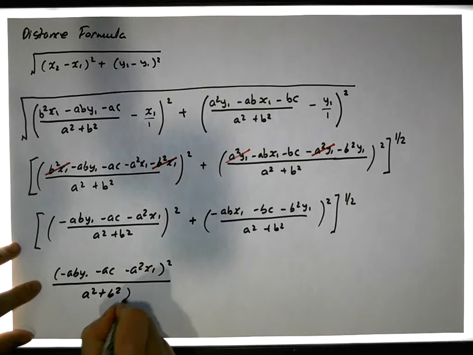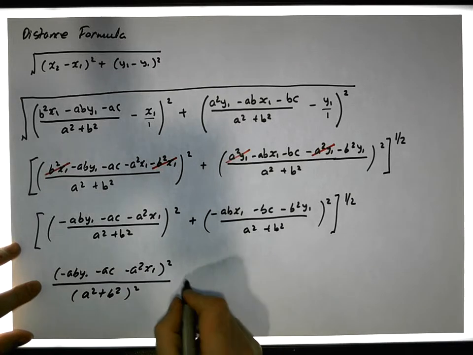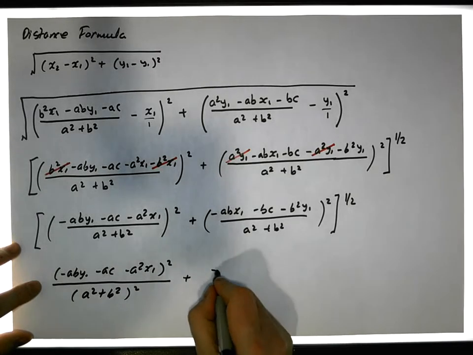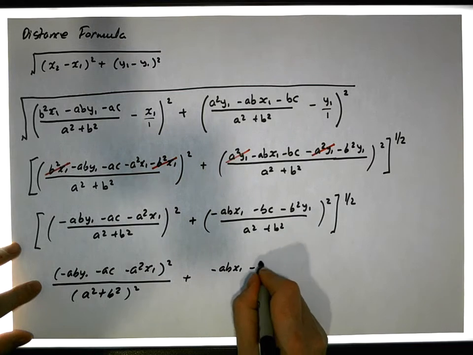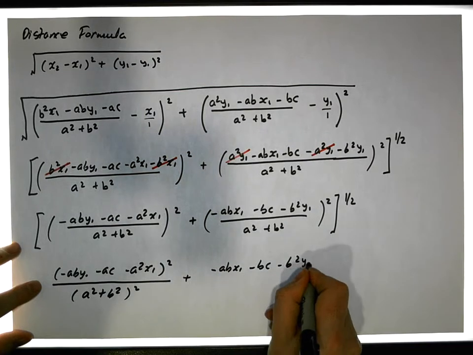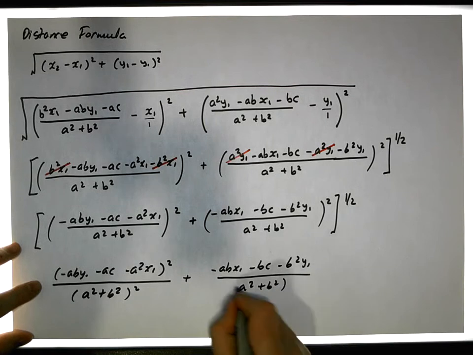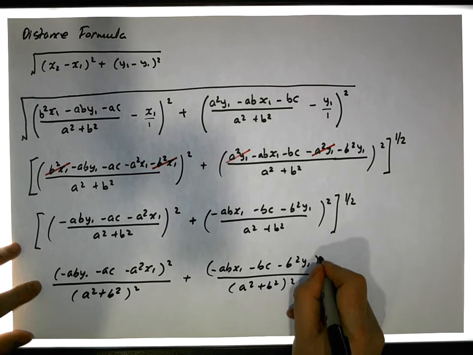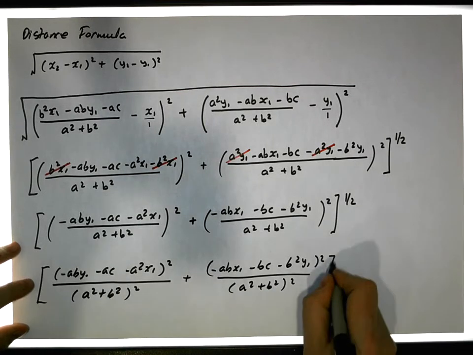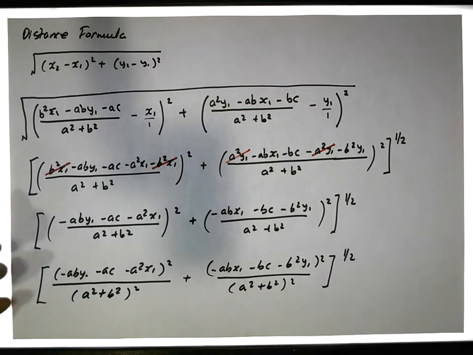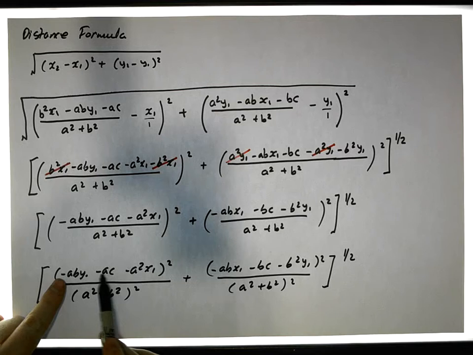to be squared. That's what that is. Plus, it's going to be minus abx1 minus bc minus b squared y1 all over a squared plus b squared to be squared, and this needs to be squared, and finally it's the square root of all of that there. It's getting a bit crazy.